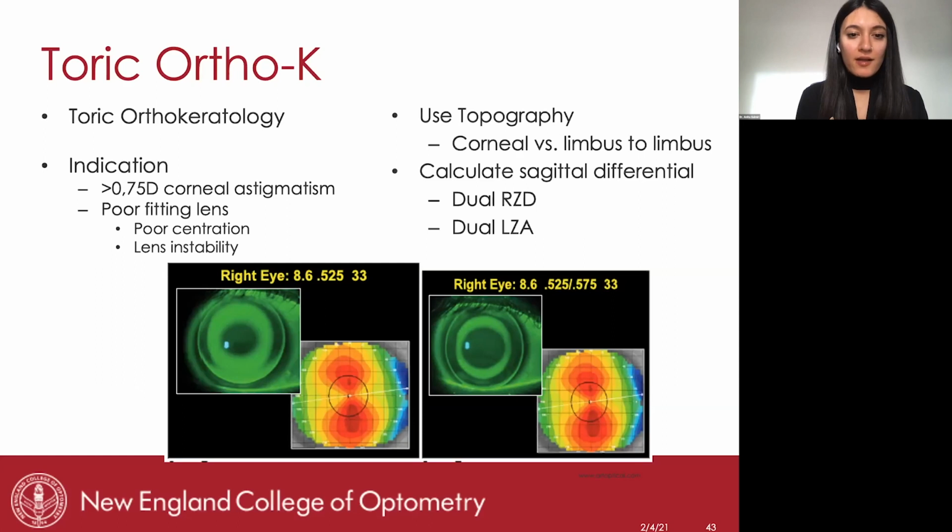So when we're looking at the topography, again, if you see that there's about 0.75 diopters of corneal astigmatism, I would encourage you to just try a toric orthokeratology lens. If you see more limbus to limbus astigmatism, again, go ahead and try your toric Ortho-K design.